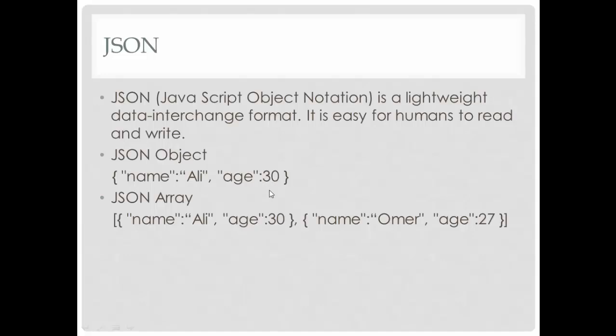What about if I have multiple students? In this case, you need to use a JSON array, which starts with the square bracket, and inside this square bracket you can find here we have an object, a JSON object, then comma, then another JSON object. So the JSON array is used when you have multiple rows, something like multiple students, okay? So this is the JSON object and this one is the JSON array.